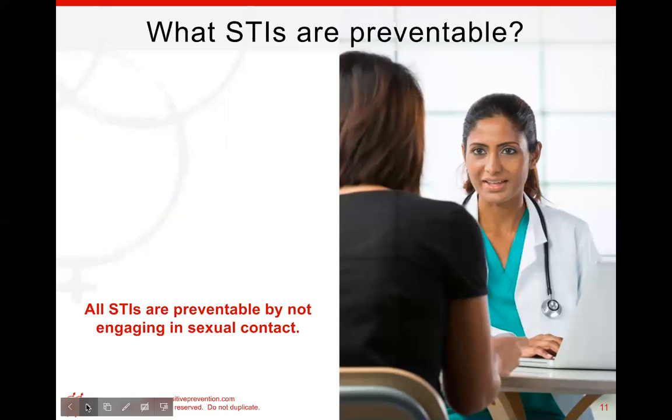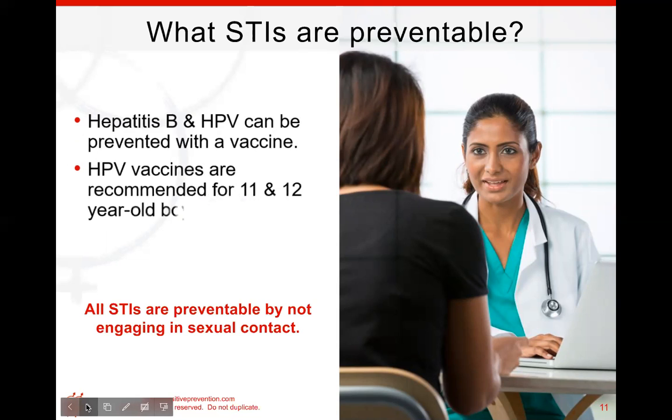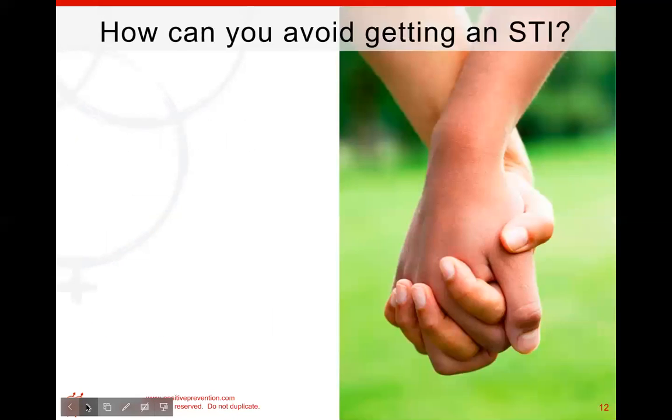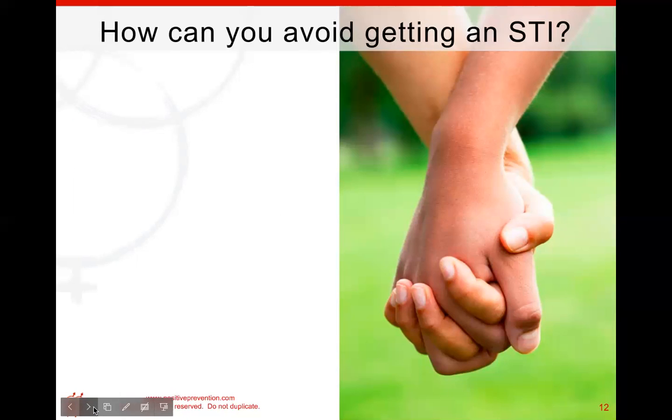So what STIs are preventable? We talked about a couple of them. Hepatitis B and HPV can be prevented with a vaccine, as I mentioned. HPV vaccines are recommended for 11, 12 year old people, regardless of gender. And all STIs are preventable by not engaging in sexual contact, so abstinence.